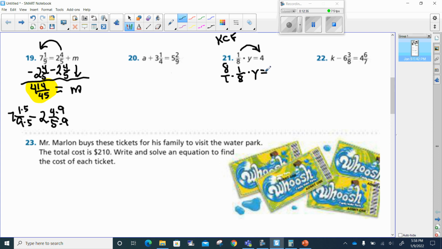But remember, whatever I do to one side, I do to the other side. So I'll have to multiply 8 over 1 by 4. As you could tell, the butterfly method gets rid of all this, and now y is left by itself. And 4 times 8, well, that's 32, and 32 divided by 1 is still 32. So 21 will be 32. All right.